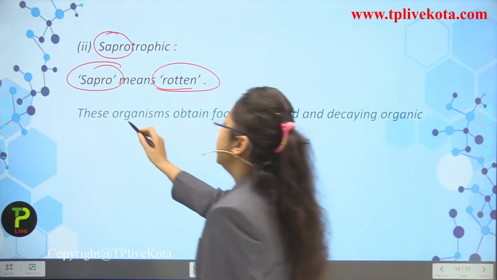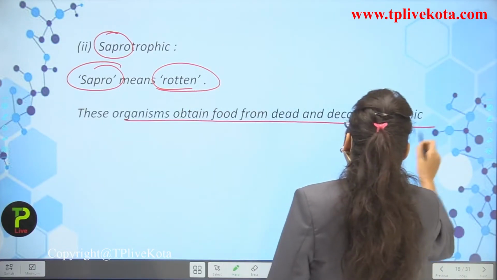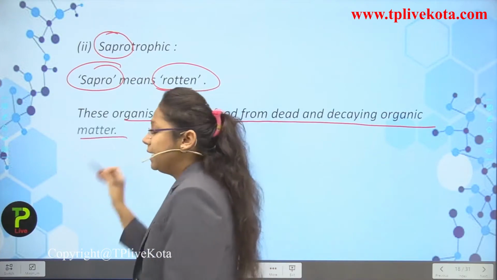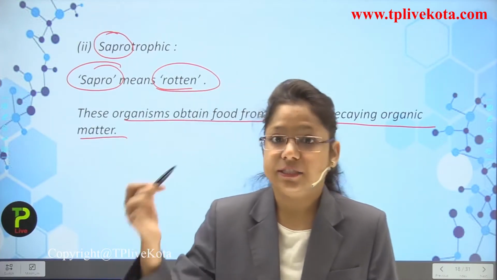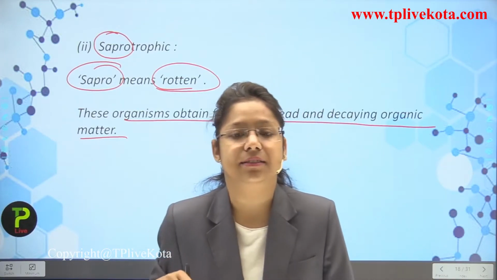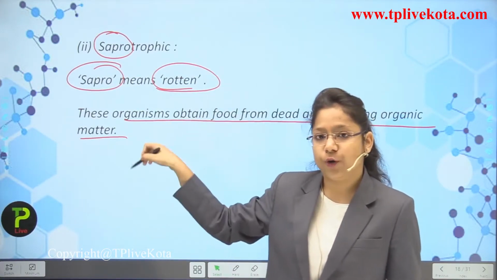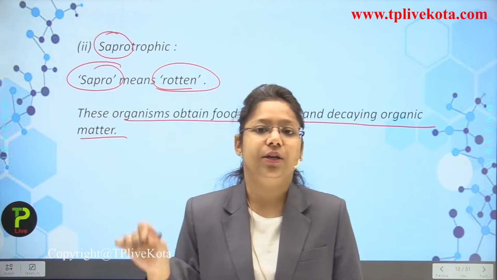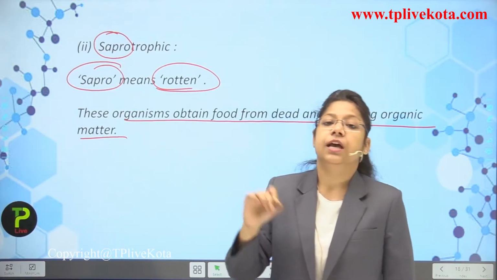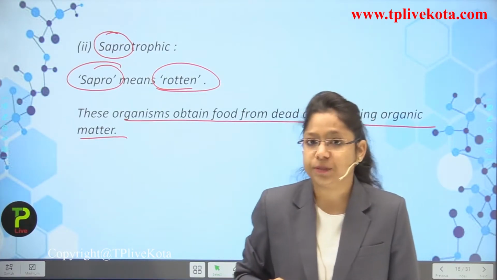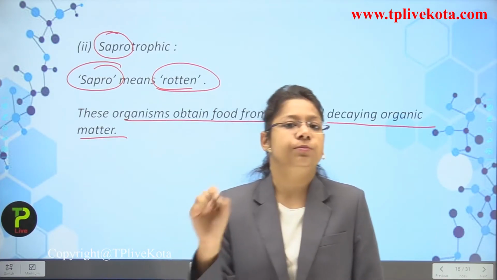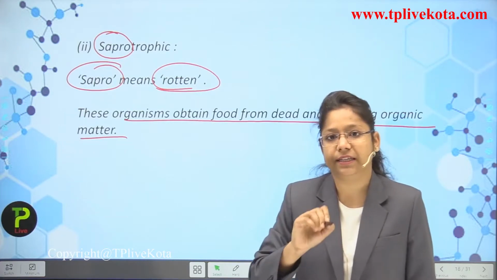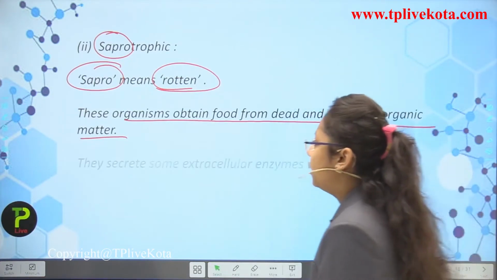Now, these organisms obtain food from dead and decaying organic matter. So, all the things which are dead and decayed are consumed by some kind of organisms. So, they are known as what? The saprotrophs. Actually, the organisms which are decomposers are considered under the category of saprotrophs because if they are present in soil, then they will consume the dead and decay which is present inside the soil. Okay.